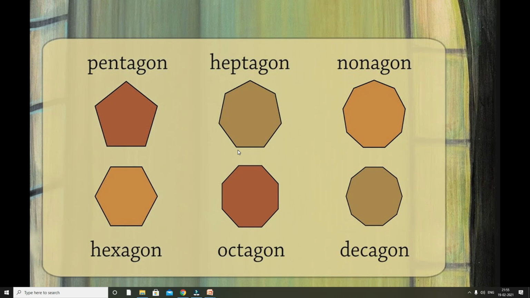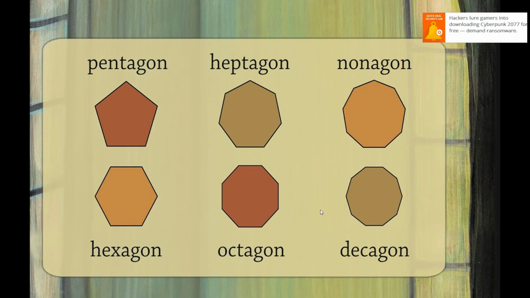You observe here different types of polygons: pentagon, heptagon, nonagon, hexagon, octagon and decagon. A pentagon has 5 sides, a heptagon has 7 sides, a nonagon has 9 sides, a hexagon has 6 sides, an octagon has 8 sides, and a decagon has 10 sides. These are the different types of polygons we use in drawing.